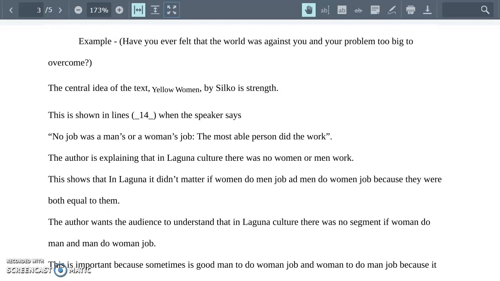Okay, so looking at the ARMS strategy, adding, removing, moving, or substituting, we need to do some adding. We need to relate our interpretation of this quote back to the central idea. And we need to do some removing of some unclear language and adding some more clearer descriptions. So let's take a look. The author is explaining that in Laguna culture, there was no woman or men's work. Let's rewrite that.